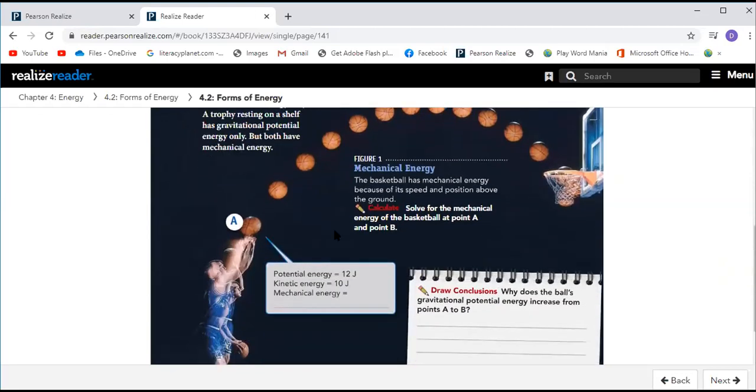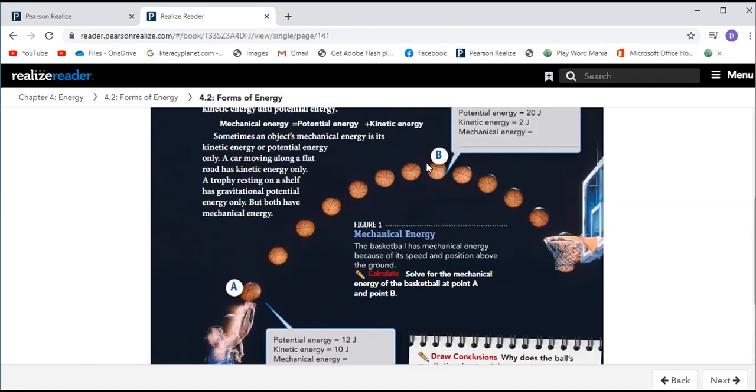In this case, when he is throwing the ball, potential energy is 12 joules, kinetic energy 10 joules. What about the mechanical energy? Who can answer with me? 22. Excellent. At first we have to write the formula: mechanical energy equals potential energy plus kinetic energy, so it equals 12 joules plus 10 joules equals 22 joules. Excellent. Okay, what about number B?